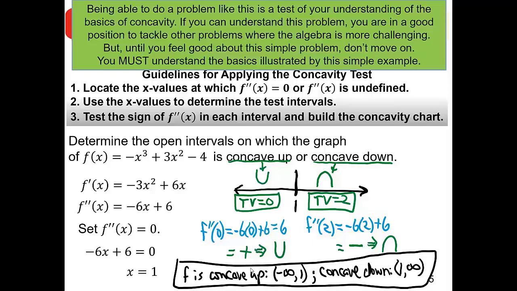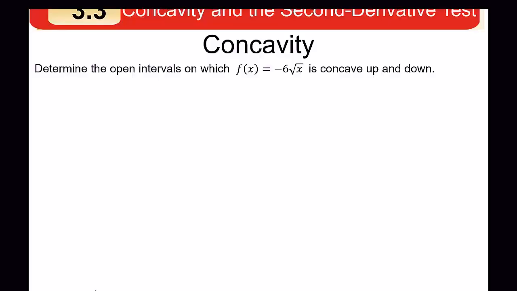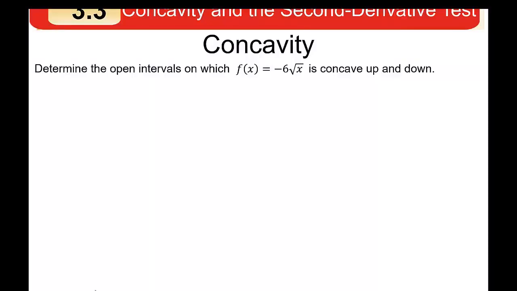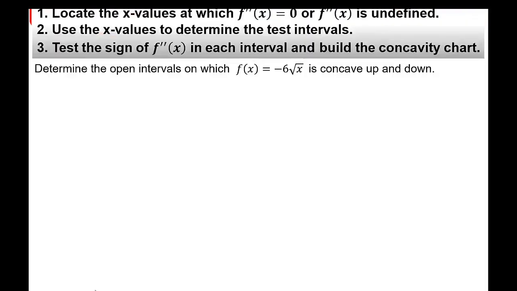I do want to contrast that with an example where there might be some more difficulties. In this example, we want to determine the open intervals on which the function f of x equals minus 6 times the square root of x is concave up and down. I mention this problem as an illustration of something with an extra level of difficulty, and I'll show you in a minute what that is, but notice that this is a square root function.